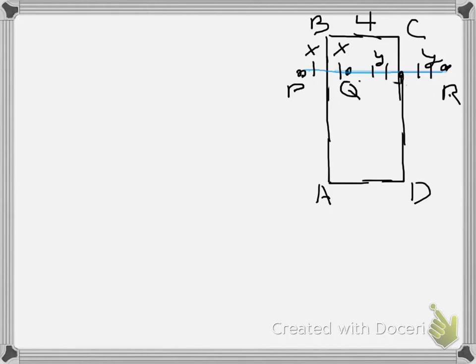Okay, so we've got that going there, and so what I can see is if I look at this piece right here in yellow, it is the same length as this piece right here, the side BC. So we can say that x plus y equals 4. Okay? Big deal.